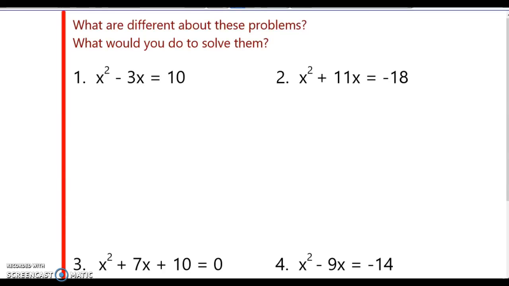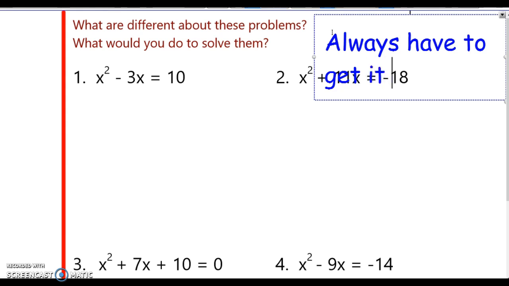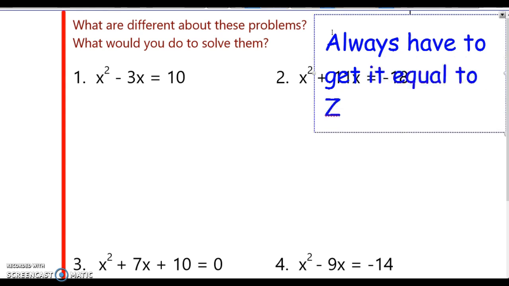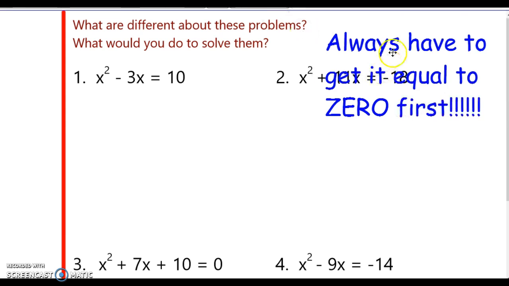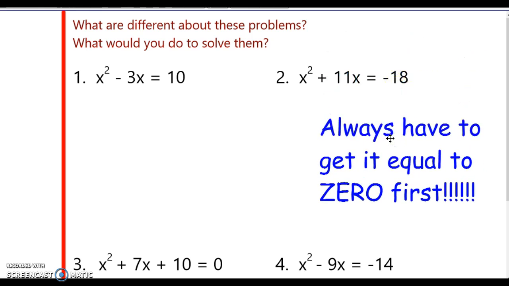What if I'm trying to factor some trinomials, but this one, look at it, it says x squared minus 3x equals 10. Well, that's not in the right form. What do I always have to do before I can actually solve it? You always have to get it equal to 0 first. And if it's not equal to 0, it's not ready to go.